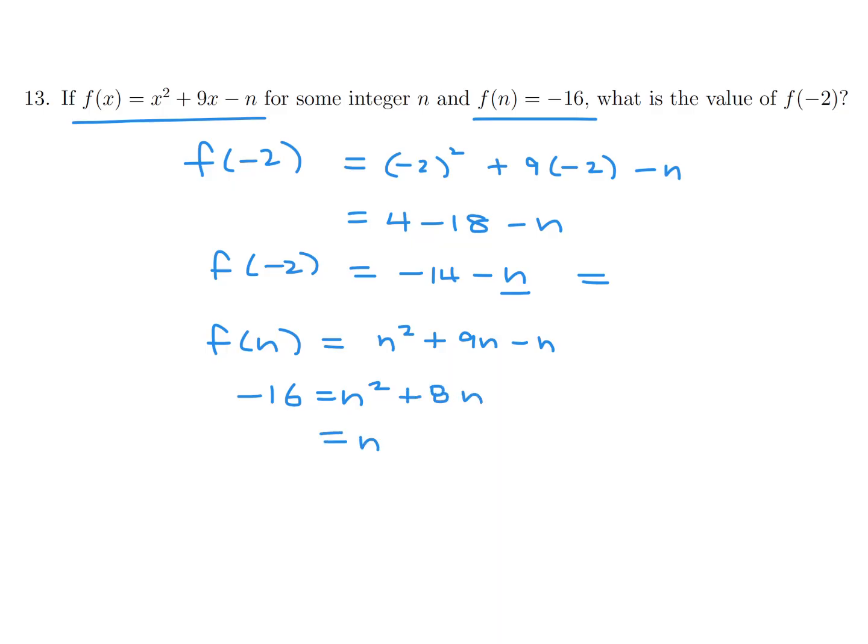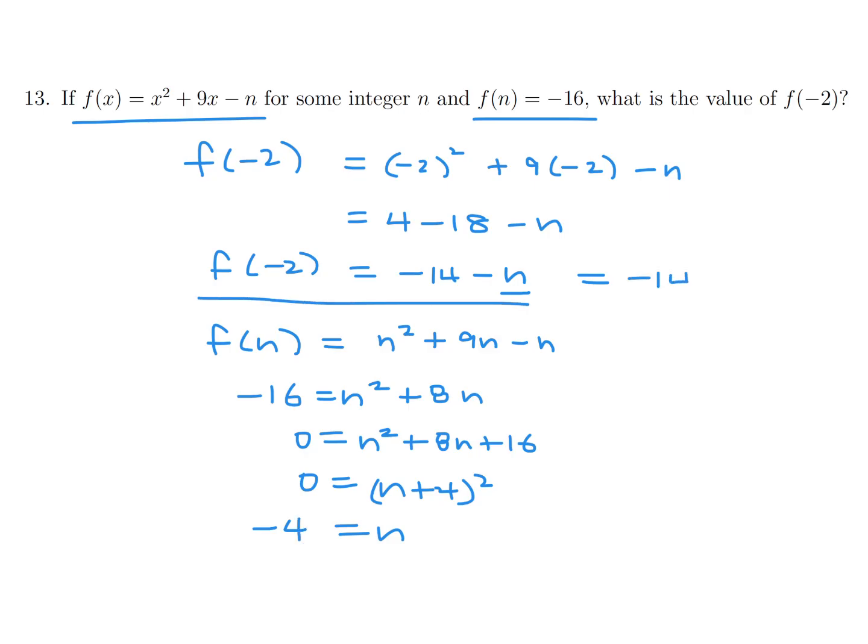Okay, so then we just have to solve this. That shouldn't be hard. So that factors beautifully, right? N plus 4 squared, so n is equal to minus 4, sorry, minus 4. So then we go back here and just plug it in. Minus 14 minus minus 4, and that's minus 10.